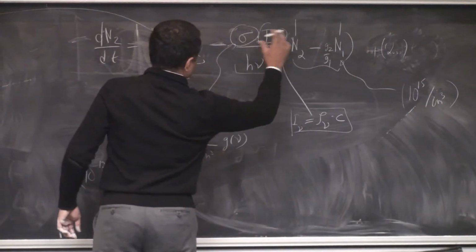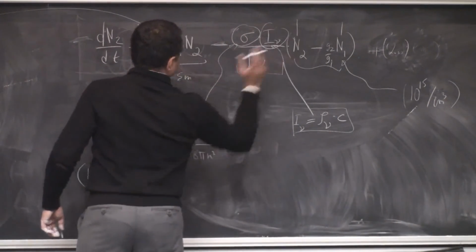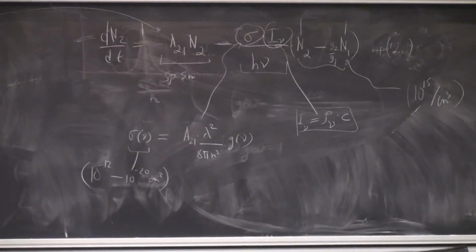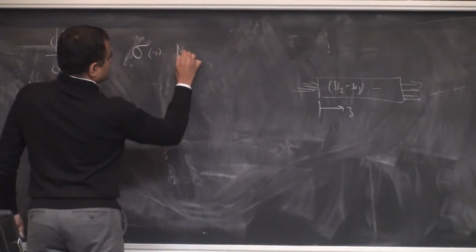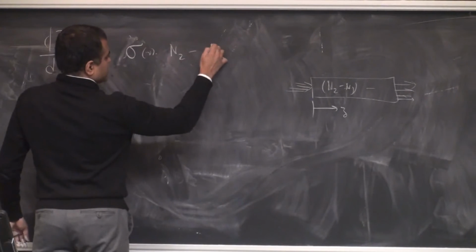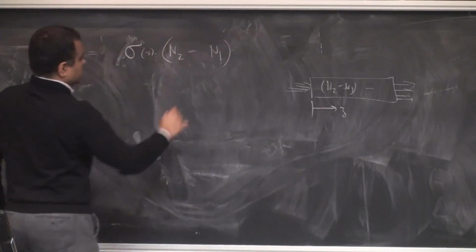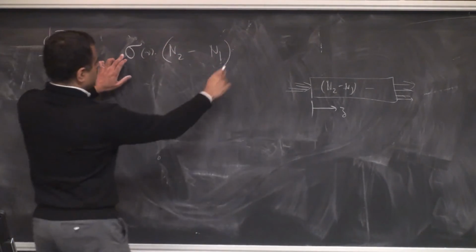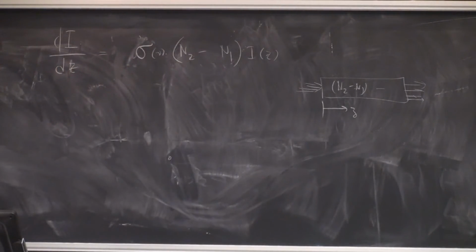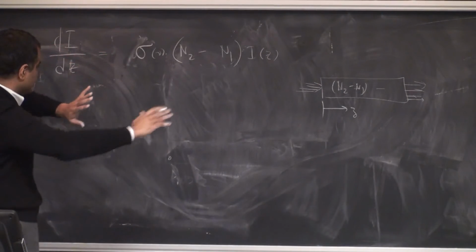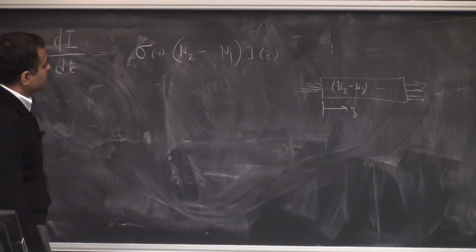Obviously, the I over h nu factor will go away, and I'm left with a gain cross section times N2 minus g2 over g1, but I'm skipping that for now, times N1, times the intensity at z. That's your gain equation as a function of distance now, not time. How does intensity change with distance?